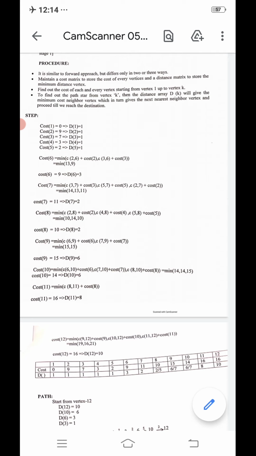Now we have to take cost of 6 comma 9, what is the value? 6 plus cost of 6, 9, 6 plus 9 how much? 15. Comma cost of 7 comma 9, the value will be 4, 4 plus cost of 7, 11, 11 plus 4 how much? 15. Minimum of 15 comma 15, how much will we get? Minimum value 15. Cost of 9 will be assigned to 15.